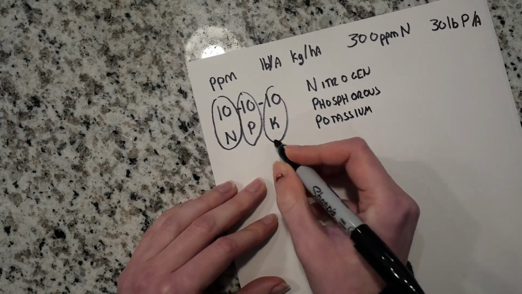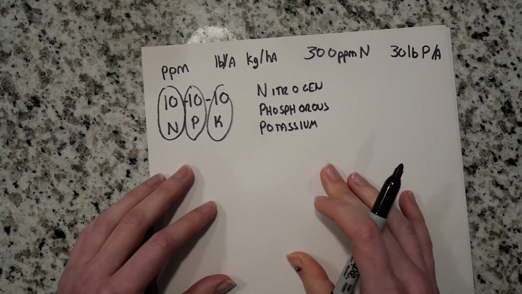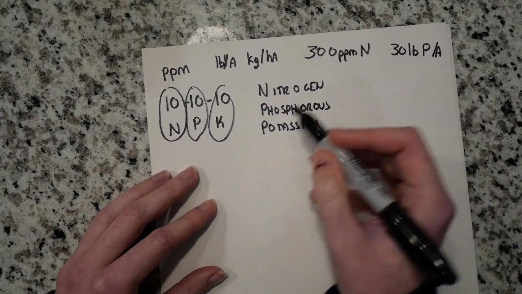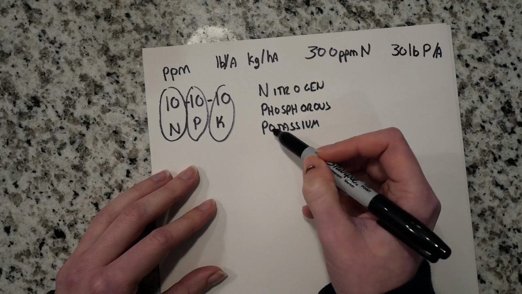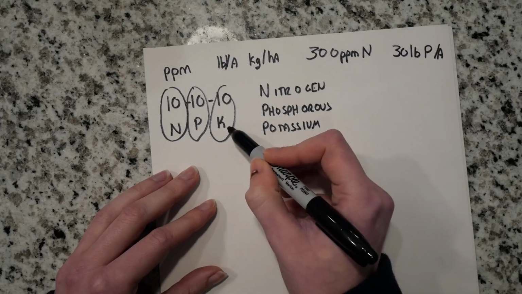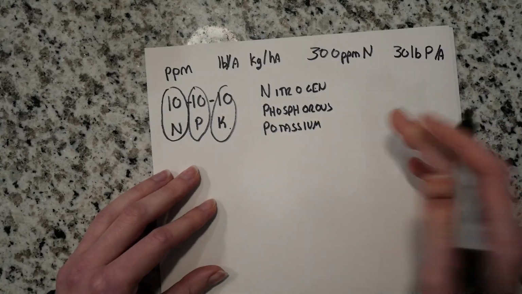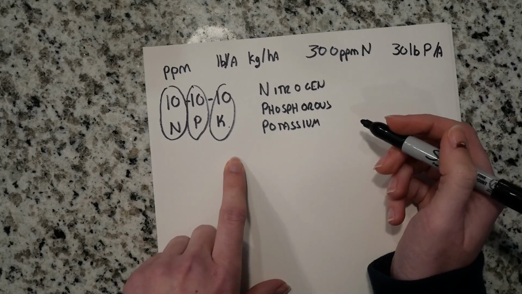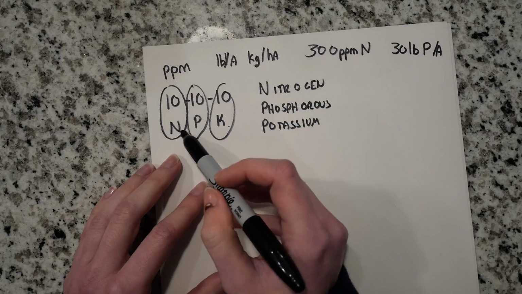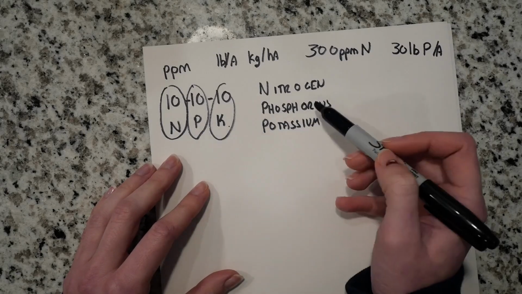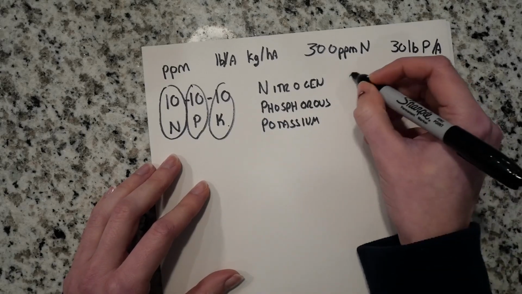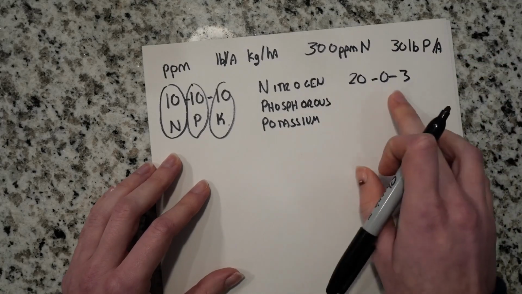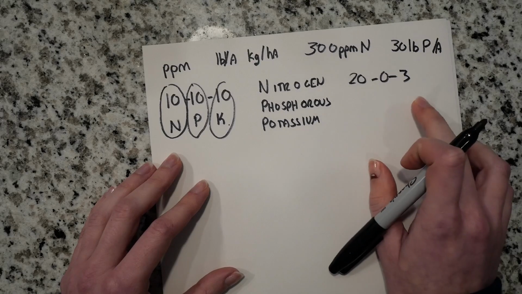So NPK are just the elemental letters. If you look at your periodic table, you'll see these correlations. It is kind of hard to remember phosphorus and potassium because they both start with P, but potassium is K, and if you look at a periodic table, that can help you remember. So when we have this percentage, that means that this bag is 10% nitrogen, 10% phosphorus, 10% potassium. If you have, like I said, 20, 0, 3, it's 20% nitrogen, 0% phosphorus, 3% potassium.